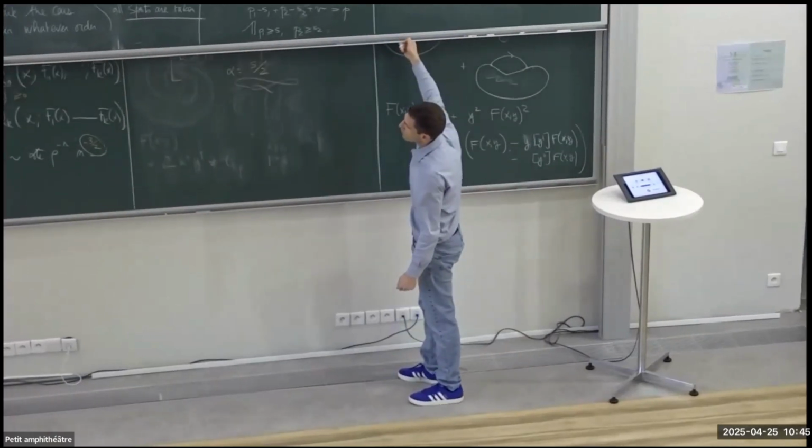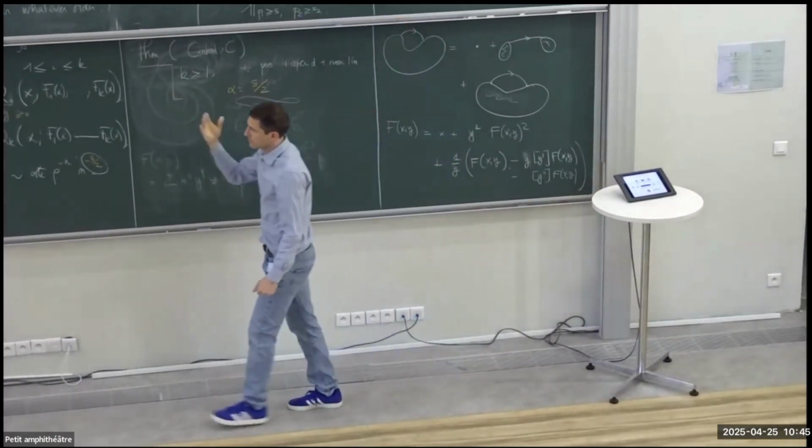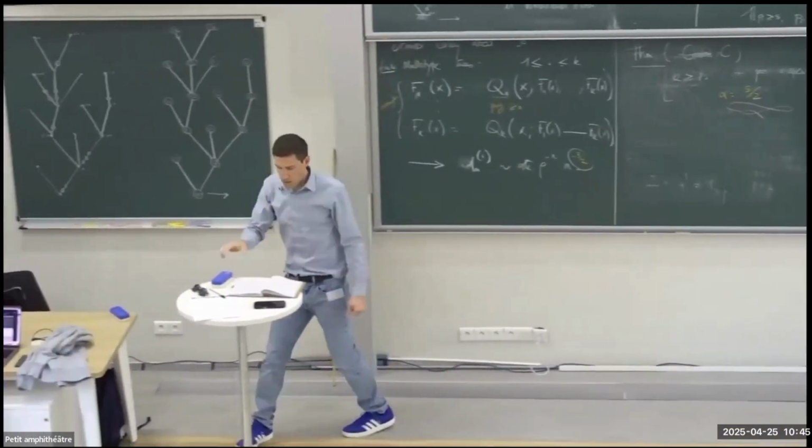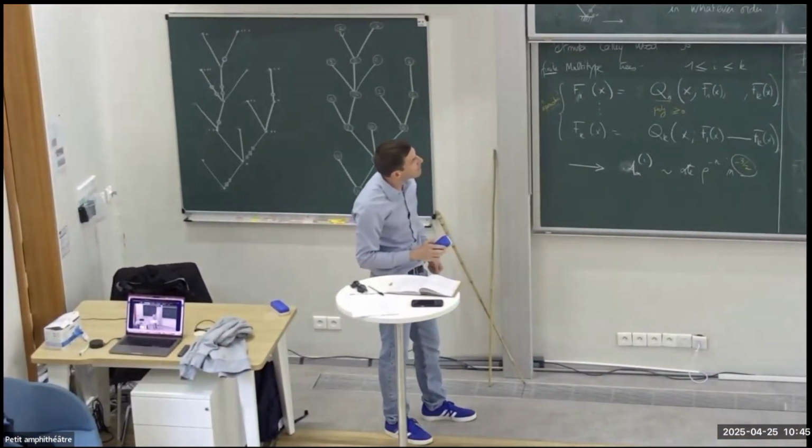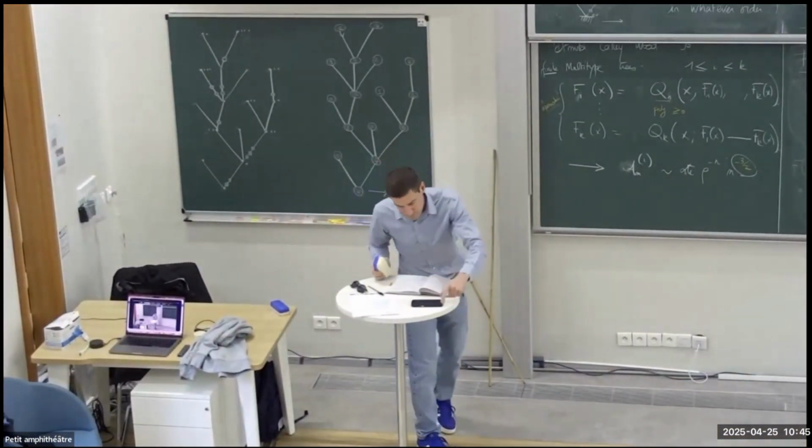So now that you have your model of trees at hand, let me tell you how we will find this exponent 5/2.